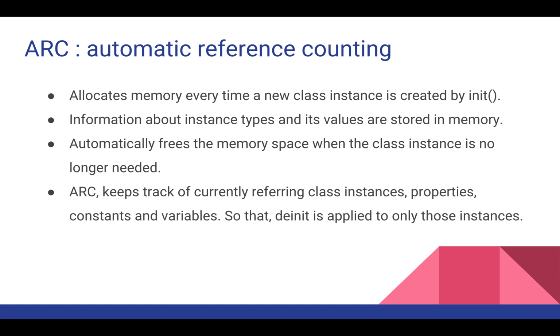Every time you create a new instance of a class, ARC allocates a chunk of memory to store information about that instance. This memory holds information about the type of the instance together with the values of any stored properties associated with that instance. Additionally, when an instance is no longer needed, ARC frees up the memory used by that instance so that memory can be reused for other purposes. This ensures that class instances do not take up space in memory when they are no longer needed.